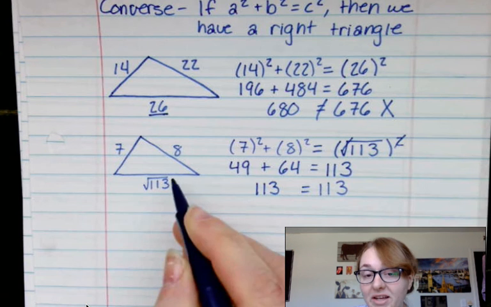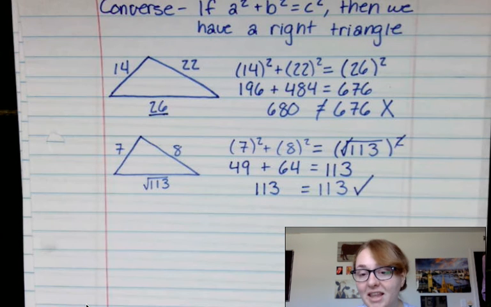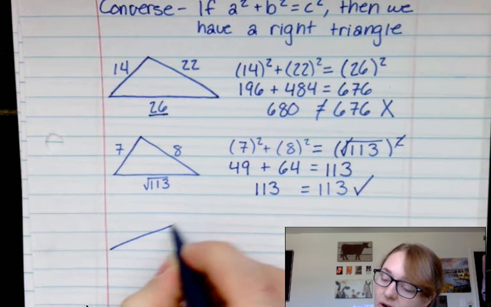Okay, and then we add up 49 and 64, and we do get 113 is equal to 113. So this triangle is in fact a right triangle. I want you guys to go ahead and put a check mark next to that so I know that you know that this is in fact a right triangle. All right, looking at our next one here.